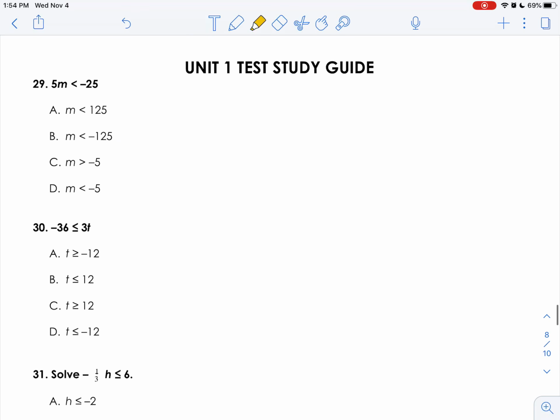Next we'll look at number 29. I have 5m is less than negative 25. My variable is m. To get the m by itself, I'm going to divide both sides by 5. I'm dividing by a positive 5, so there's no need to flip. I'm left with m is less than negative 25 divided by 5 is negative 5. So the answer here is D.